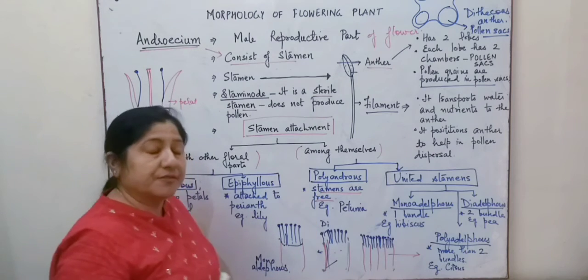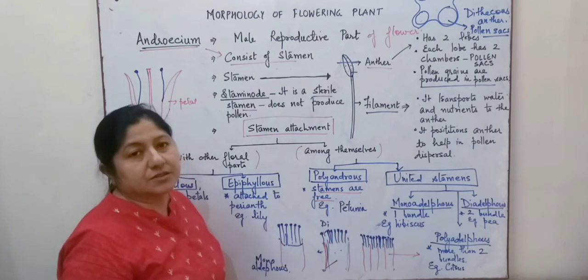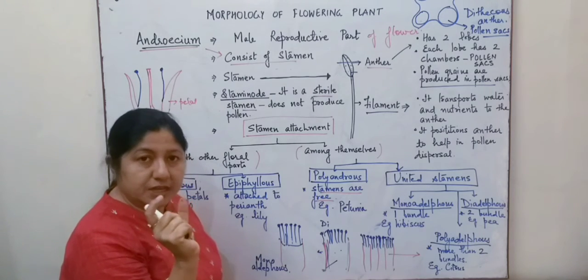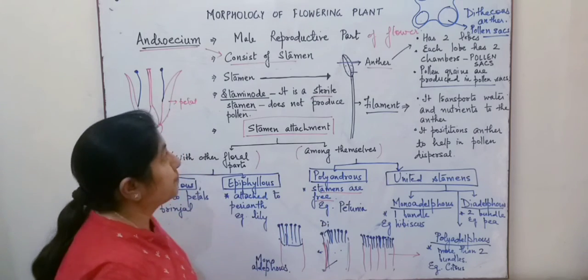If the stamens are free, as in the case of petunia, they are not forming any group or bundles, then that is a polyandrous condition.